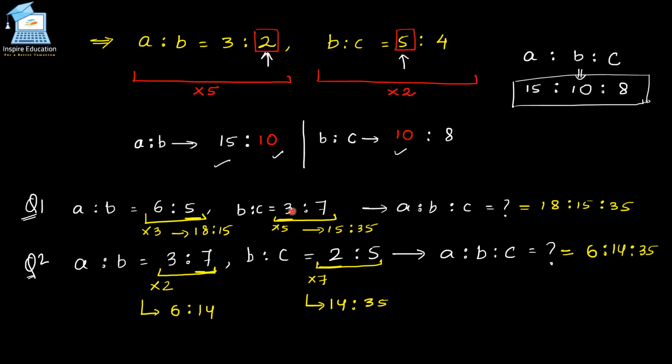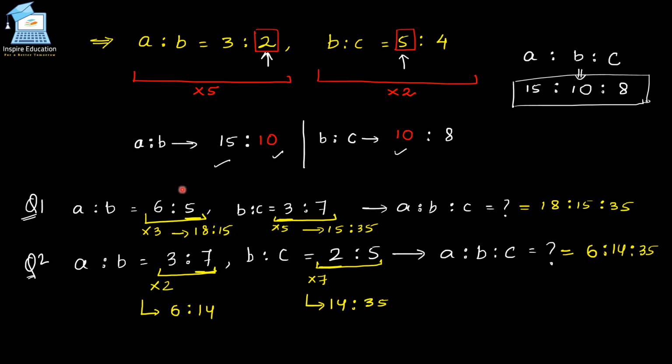Here B is to C. The original ratio we have is 3:7, right? So which is the mediator? Which is the connecting factor? The connecting factor is B. This you understood, ma'am? The connecting factor is B. So B will be helping us to connect these two ratios, right?